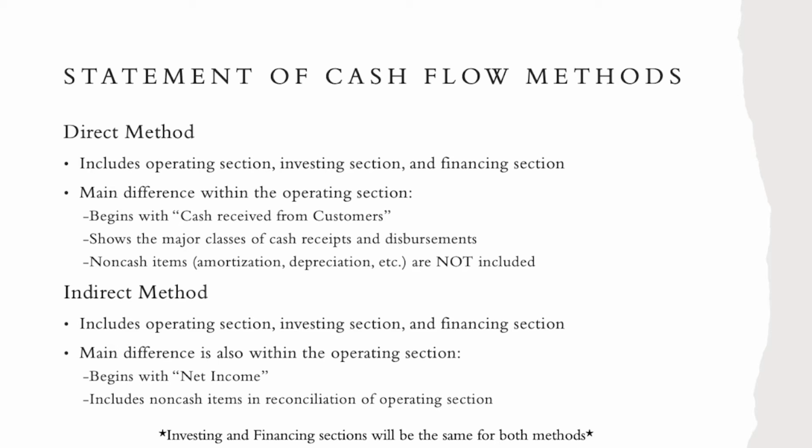So with the direct method, it includes both an operating section, investing section, and financing section, just like the indirect method. However, the main difference comes within the operating section. So this section begins with cash received from customers. It also shows the major classes of cash receipts and disbursements, and just make sure non-cash items are not included within this section. On the other hand, the indirect method also includes the operating section, investing section, and financing section. However, the main difference also comes within this operating section, where it begins with things like net income and includes non-cash items in the reconciliation of this section overall. Now, just keep in mind the investing and financing sections will be the same for both of these methods.